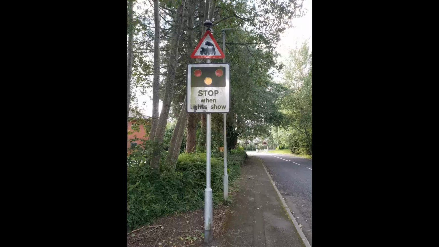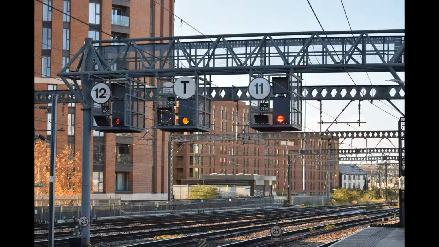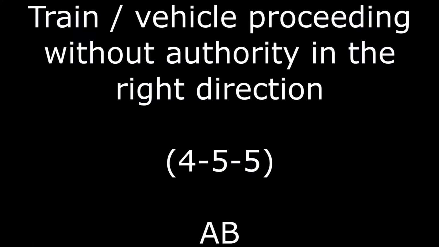If we've got a train or a vehicle proceeding without authority that's going in the right direction, we send 4 pause 5 pause 5. So a train or a vehicle that's gone past a signal at danger. Now it could be that the brakes have failed and they can't stop the train, but you know, it's going to be pretty major, so we need to let the signaller at the next box know we've got a problem, and then they can sort of get other trains out the way and change points and make sure that it's going to be as safe as possible.